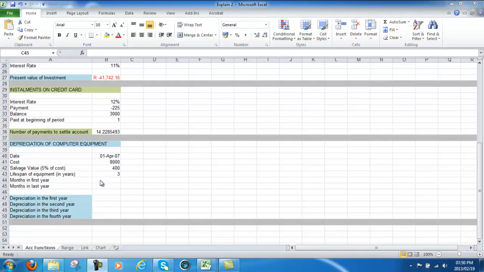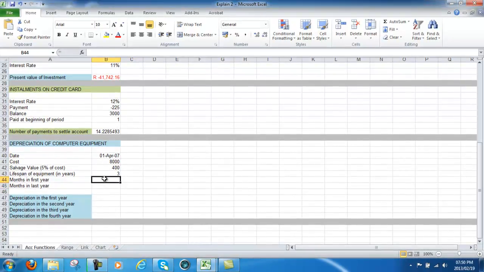Now we have to first calculate how many months we had this equipment during the first year. Now, if I bought something on the 1st of April, it means that there's 9 months left of the year. Months in the last year will then, to get to 36 months, mean there will be 3 months left in the last year.